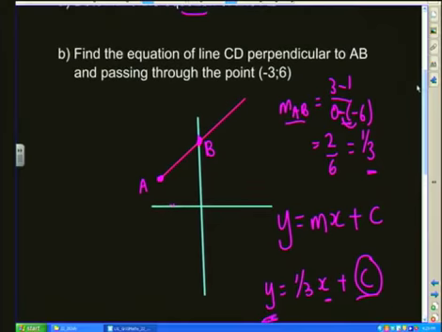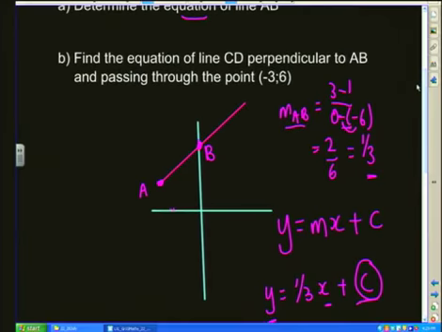And then part B says, find the equation of another line, CD, which is perpendicular to this line, but passing through a completely different point. So, if it's perpendicular, that means it's going to cut it at 90 degrees, right? So it's cutting it somewhere at 90 degrees.